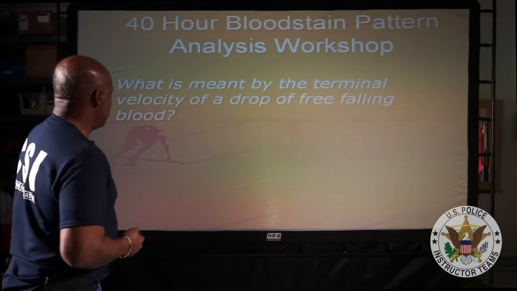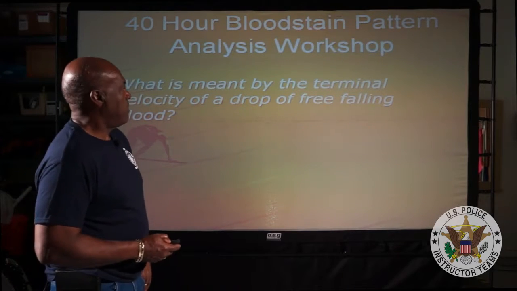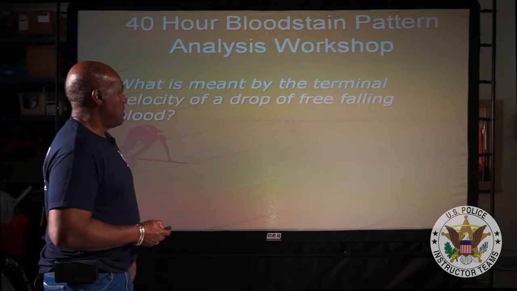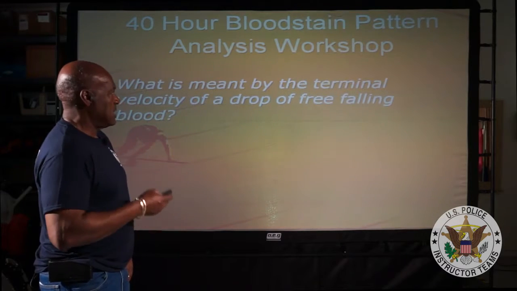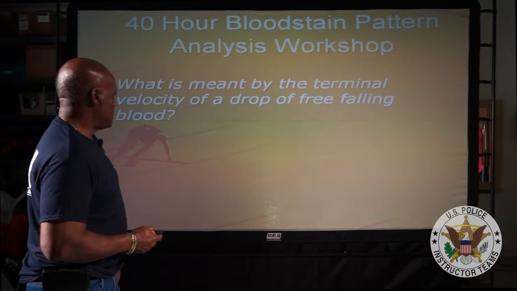What is meant by the terminal velocity of a drop of blood? The terminal velocity is the maximum speed a drop of blood reaches in its flight. So the terminal velocity means that the blood is falling, it gets to this maximum speed, and it maintains that speed for the rest of its fall.